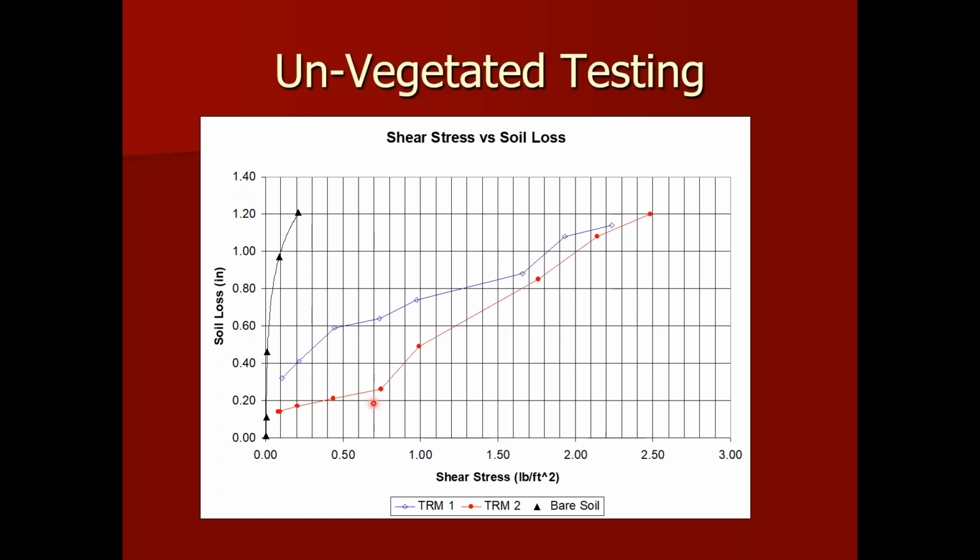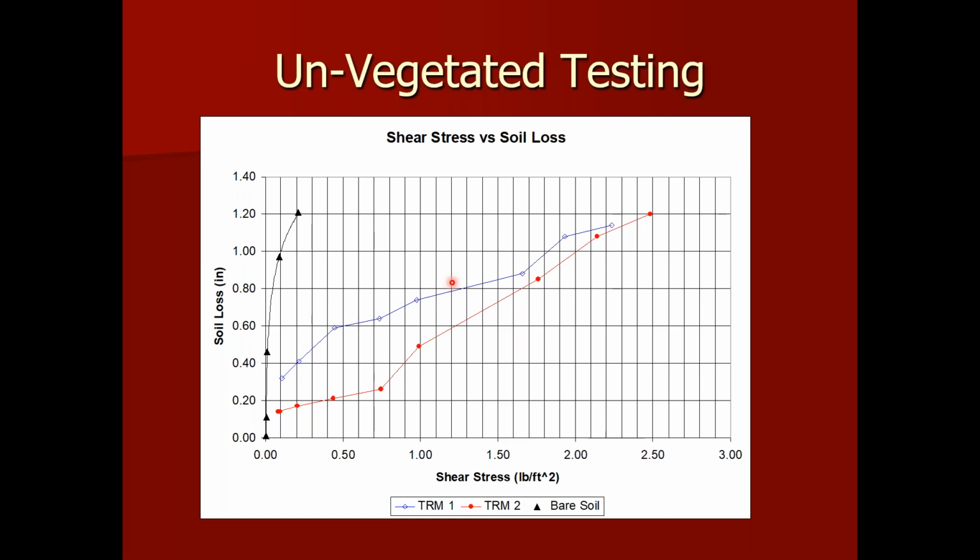So for different types of TRMs, doesn't matter whose they are, here, 1 and 2, you can see we have a bare soil line, this black line, that loses soil pretty quickly as a function of shear stress, and then 2 different TRMs. So it permits the designer, specifier, engineer to look at a variety of different techniques and select the one that is certainly the best performing for the application that they have, and then be able to do the cost-benefit analysis of what would be the most appropriate system.